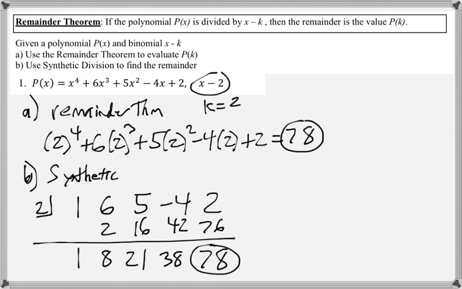And this is what they said would be here. And these match. And they should match. That's kind of the point of this. We're showing that these are going to be the same value.